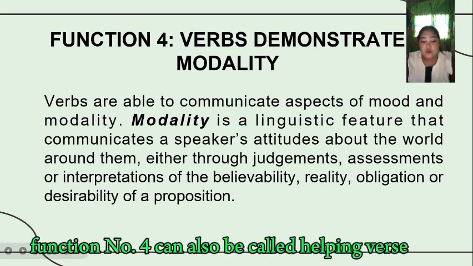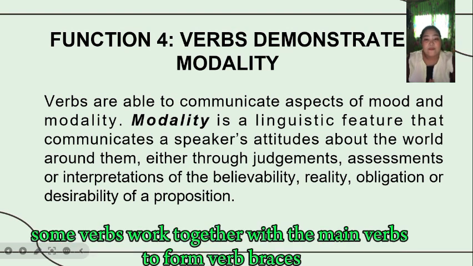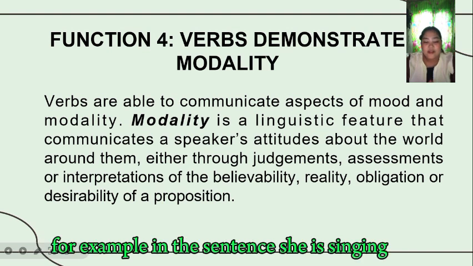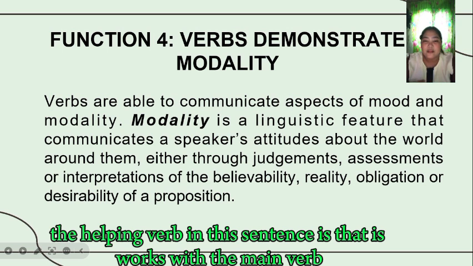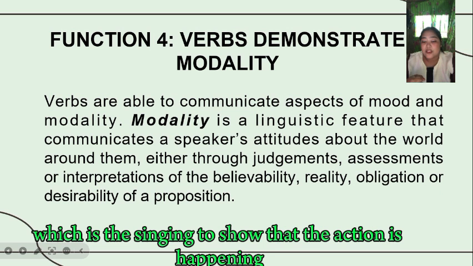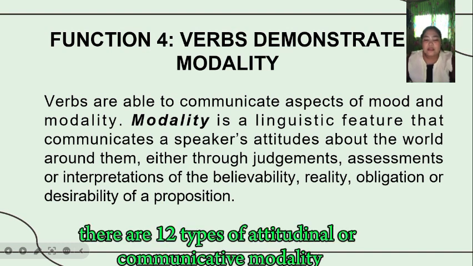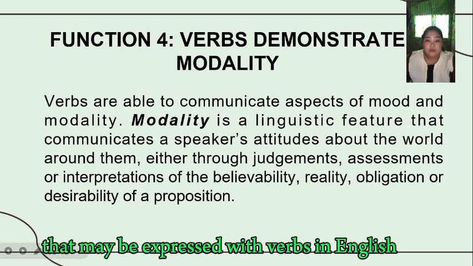Function number 4 can also be called helping verbs. Some verbs work together with the main verbs to form verb phrases. These are called helping verbs or auxiliary verbs. For example, in the sentence, she is singing, the helping verb is the is, which works with the main verb, singing, to show that the action is happening in the present. There are 12 types of attitudinal or communicative modality that may be expressed with verbs in English.